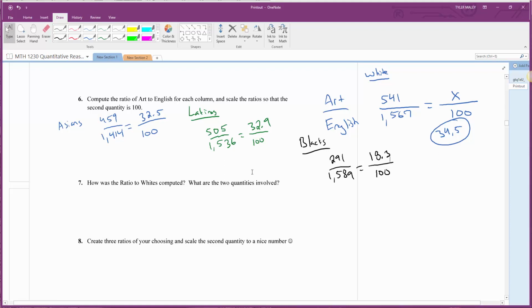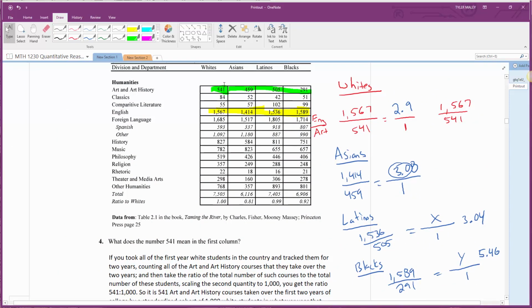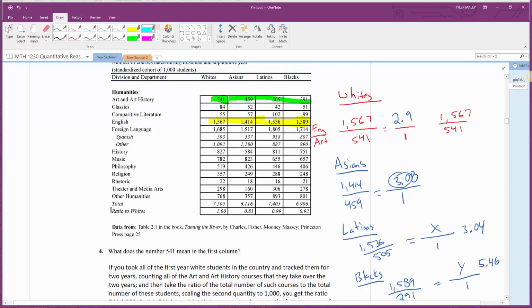Number 7 says, how is the ratio to whites computed? What are the two quantities involved? So if we look back up at the table, let me highlight this in this blue color. What we're talking about is how this is calculated. This might not be so apparent, but if we're trying to read and understand this table, what we might have to do is think about what these columns mean.